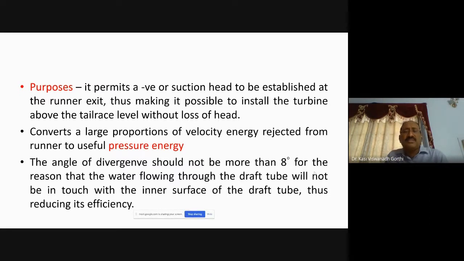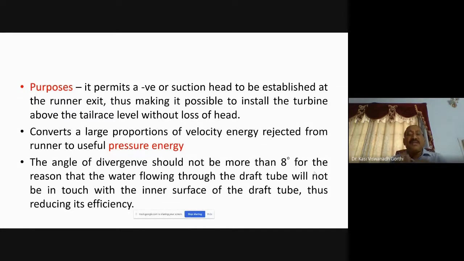Without having much of the loss of head, we will be able to install the runner exactly above the tail race. Also, it converts large proportions of the velocity energy rejected from the runner into useful pressure energy. How does it become useful pressure energy? We have seen that we are providing a draft tube with gradually increasing cross-sectional area. The angle of divergence of this draft tube should not be more than 8 degrees, for the reason that otherwise the water flowing through the draft tube will not be in touch with the inner surface of the draft tube, thus reducing the efficiency.